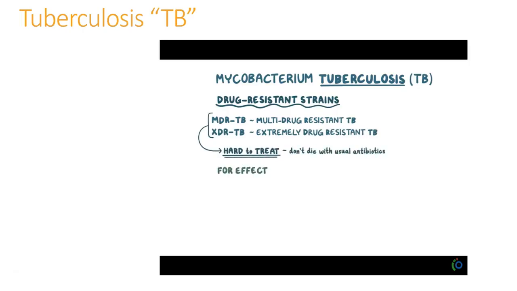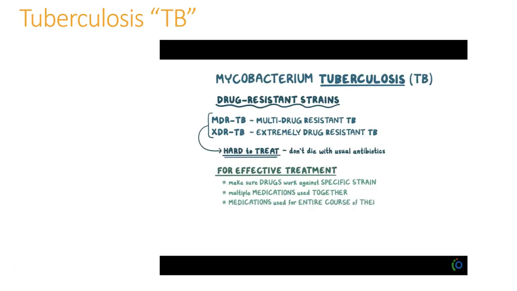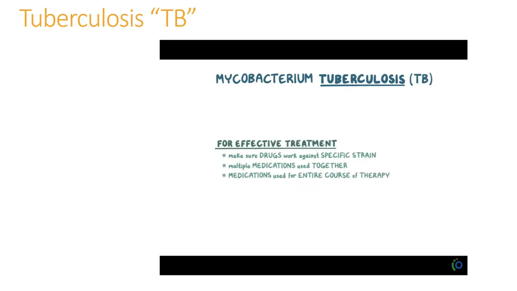The bottom line is to get an effective treatment. It's super important to make sure that the drugs being used will work against a specific strain of TB, that multiple medications are used together to prevent drug resistance from developing, and that medications are used for the entire course of therapy, so that all of the Mycobacterium tuberculosis is killed off.